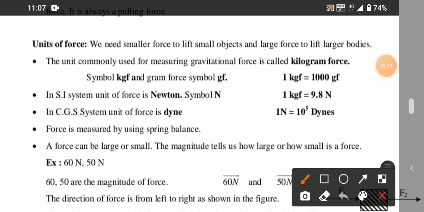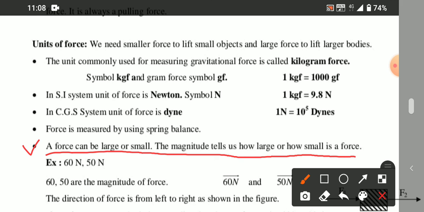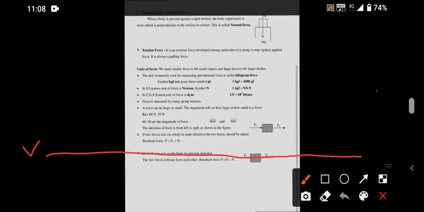And here is the last point. A force can be larger or smaller. The magnitude tells us how large or how small the force is.